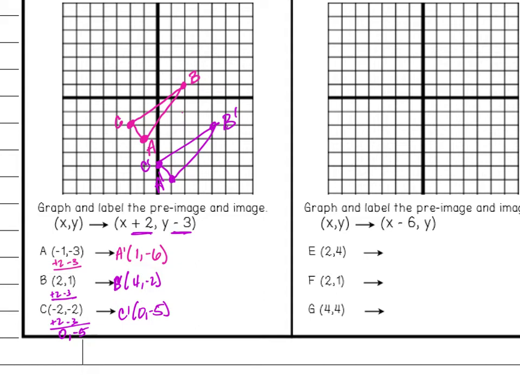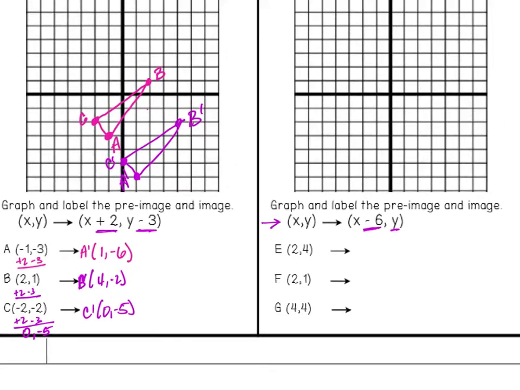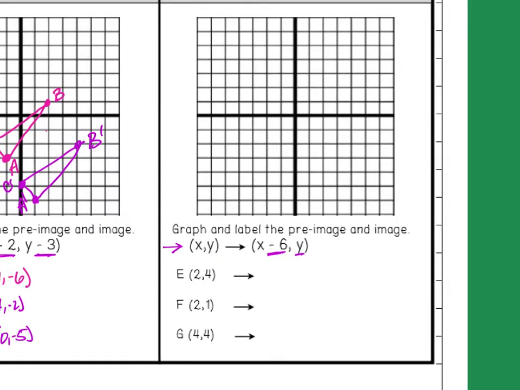Same here. This one says, what am I going to do? Add 2 and subtract 3. No, honey, the other one. This one here says I'm going to subtract 6 from the x value. And what am I going to do to the y value? Keep it the same. Keep it the same, yeah. Okay? So the only thing you're going to change is your x value on this next one that you're doing right here. Okay? Okay, so here we go.